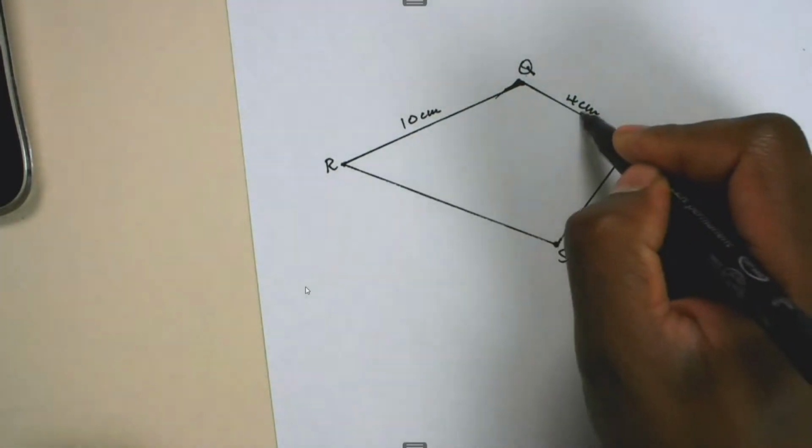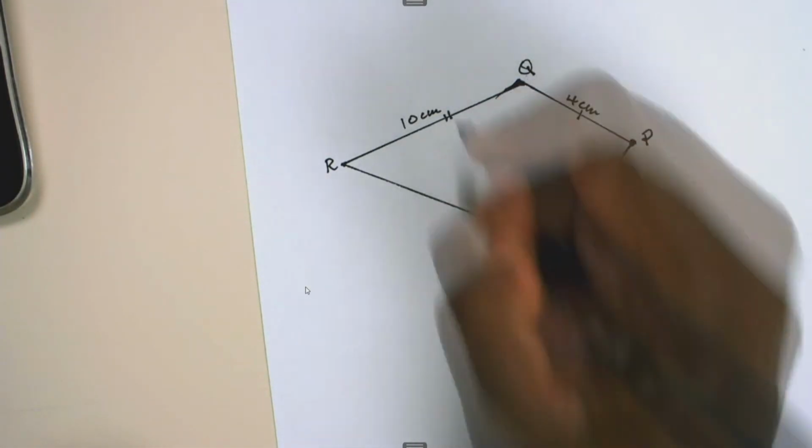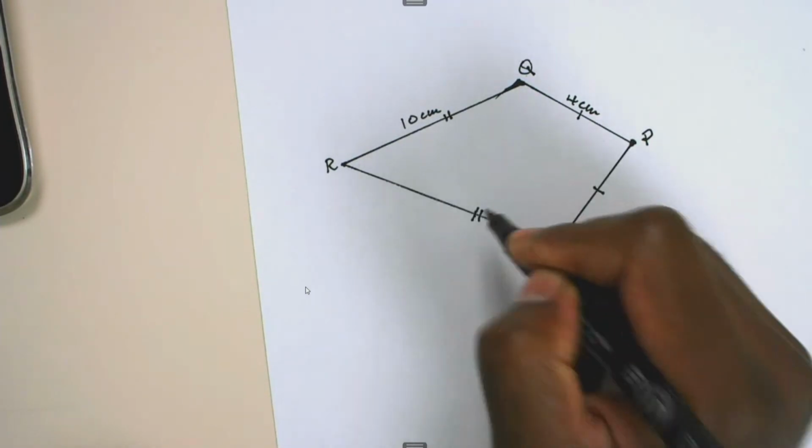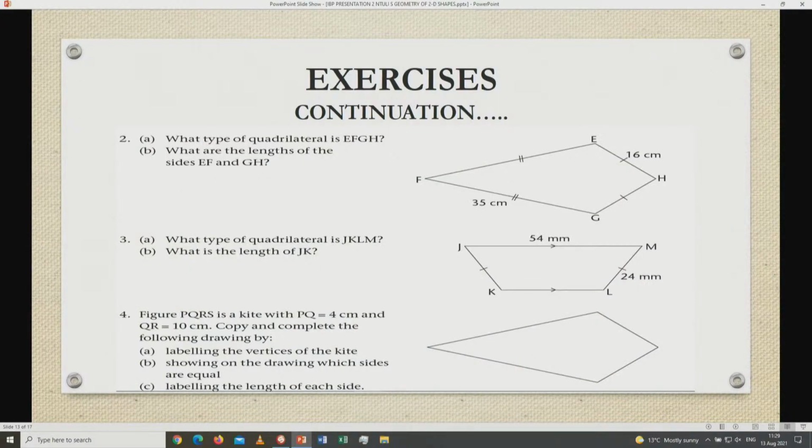Also, what we know is that this side is equal to this side, and this side is equal to this side. How do we label that? By the markings there. So basically, this is what this activity was all about. They say figure PQRS is a kite with PQ equal to 4 centimeters and QR equal to 10 centimeters. Copy and complete the following drawing by labeling the vertices of the kite.